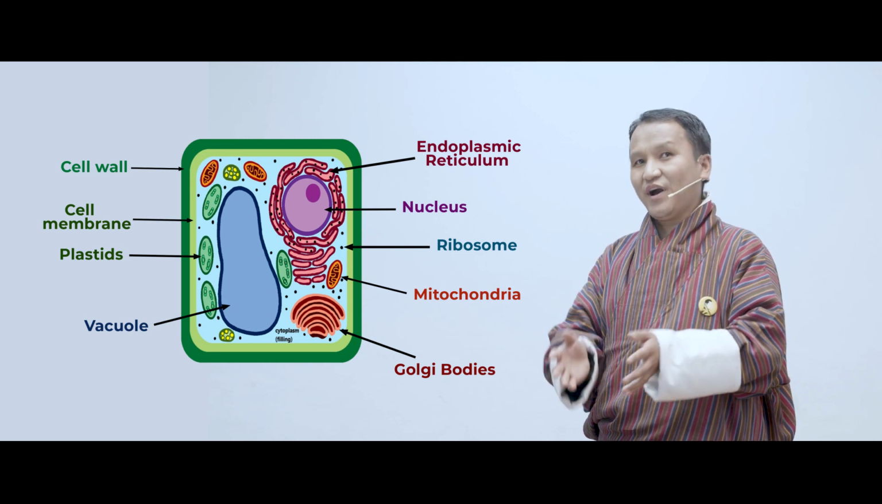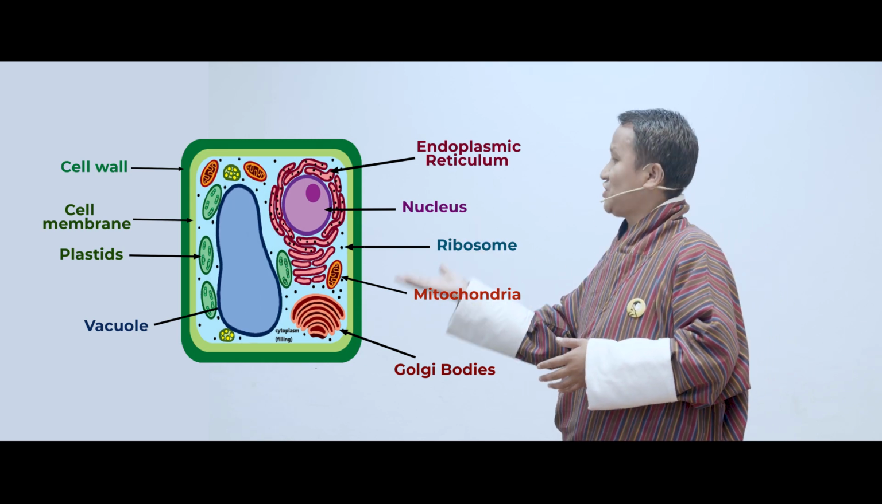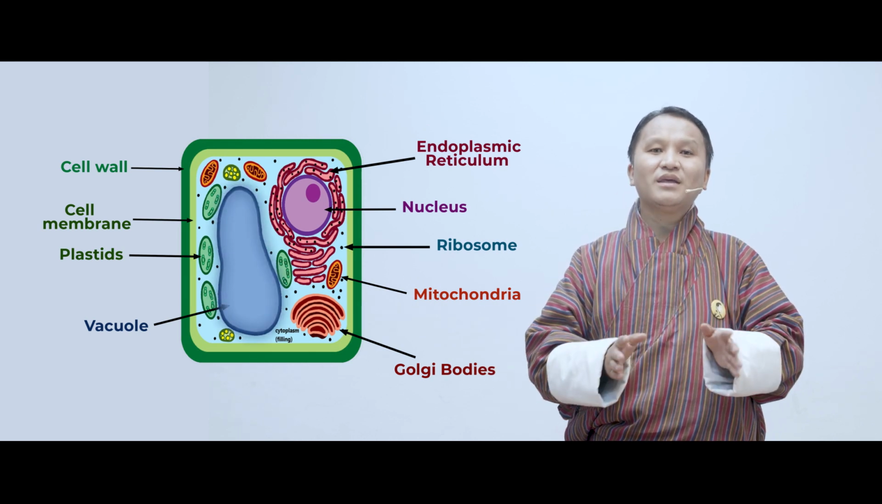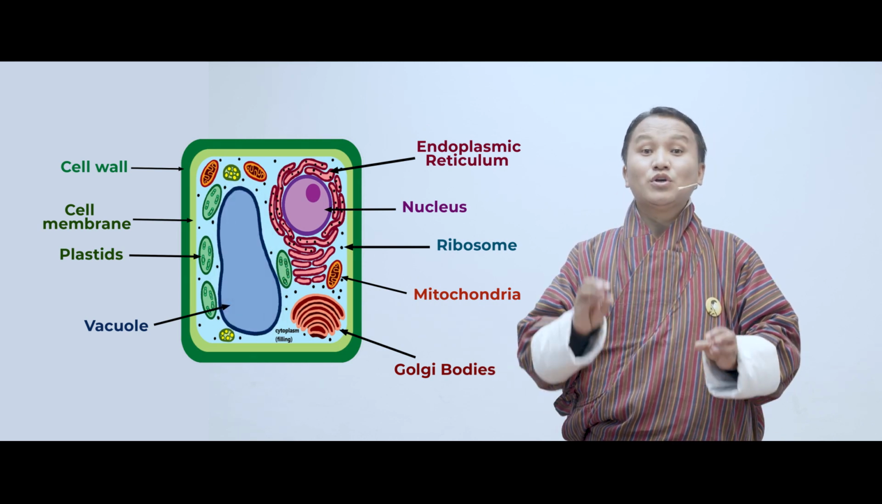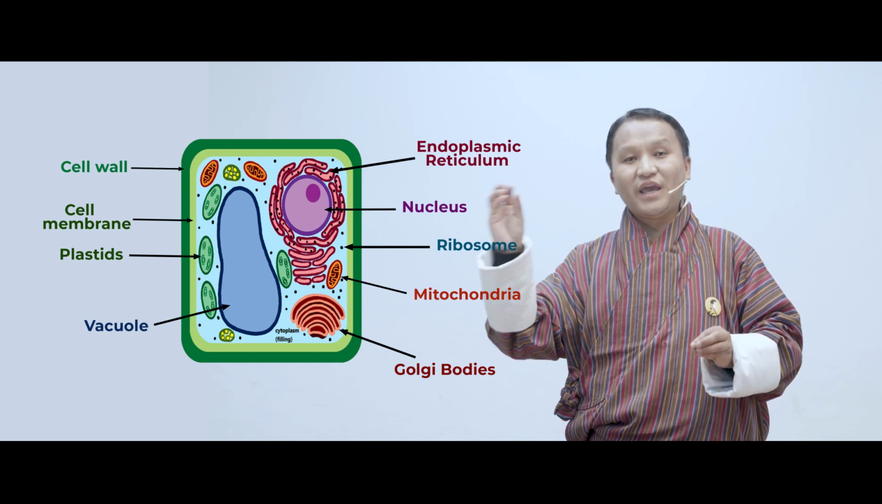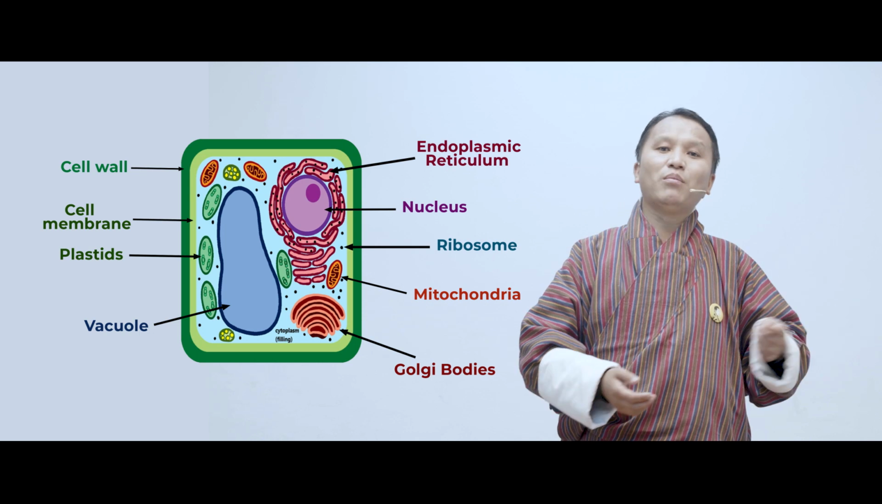Besides that, you will find that the vacuole, as you can see here, is larger in the plant cell than in animal cell. So these are some of the cell organelles which you find in animal cell as well as in plant cell.